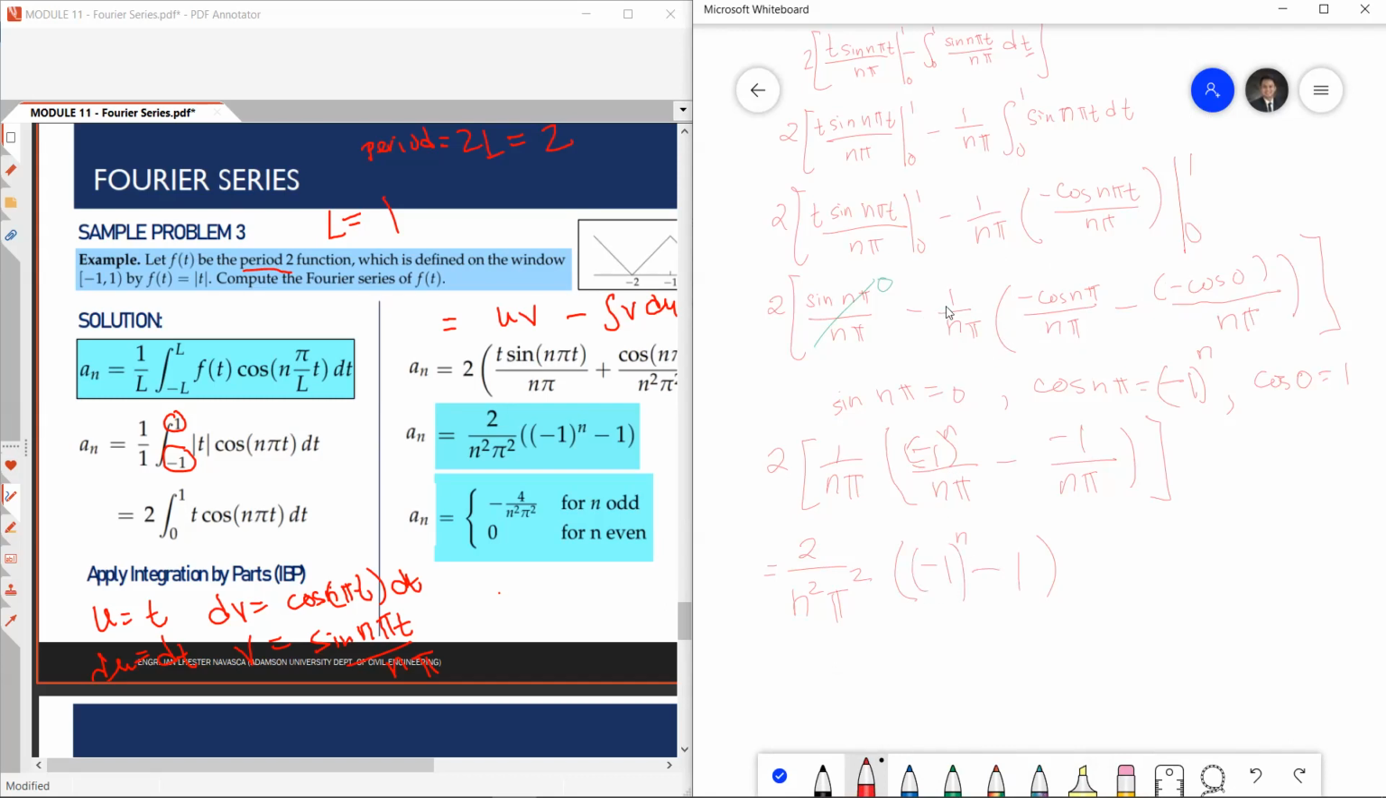Kasi dito, if we substitute negative 1 over n pi, substitute mo siya doon, magiging positive cosine n pi over n squared pi squared. This one, kapag pinasok mo doon, that is positive cosine 0 over n squared pi squared. So positive cosine 0 is 1. Negative cosine 0 over n squared pi squared. That is negative 1 over n squared pi squared. And mas maganda siguro if isulat ko na lang this one. So hindi ko na lang siya ilalabas.